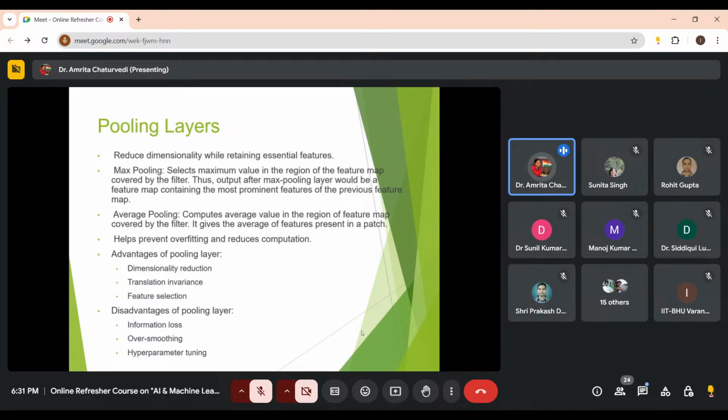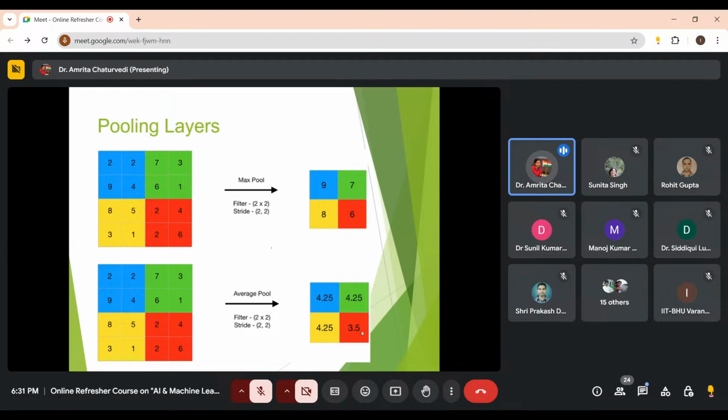Now, max pooling selects the maximum value in the region of the feature map covered by the filter. So suppose your filter is 2 cross 2. It will take a matrix of 2 cross 2 in every iteration till it covers the entire image, and then it will find out the maximum value in the region. If you see on the screen, the first image shows the max pool. Here your filter is 2 cross 2, and stride is 2.